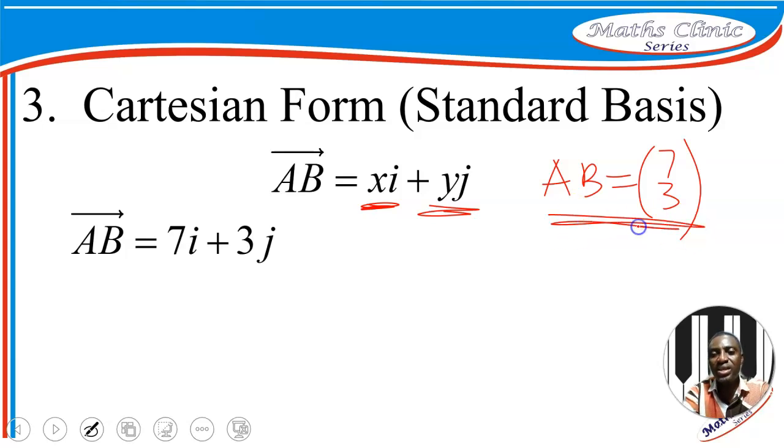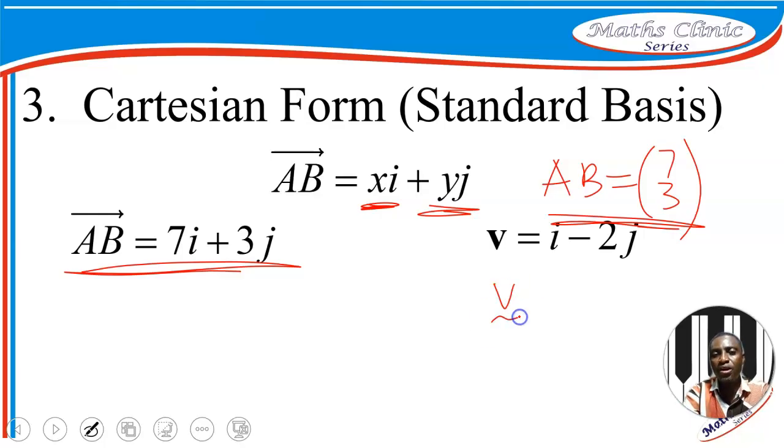So if I put it this way, it is called component form, and if I write it horizontally like this, it's called the Cartesian form or the basic form. Again, I can have a vector like this, and this in the component form can be 1 on the x-axis, -2 on the y-axis.